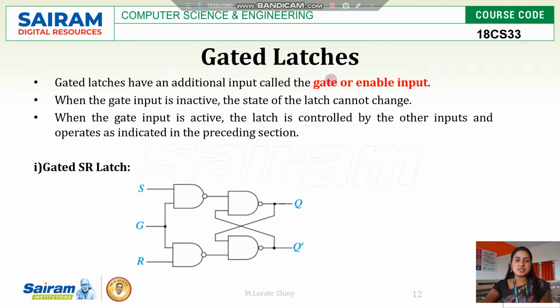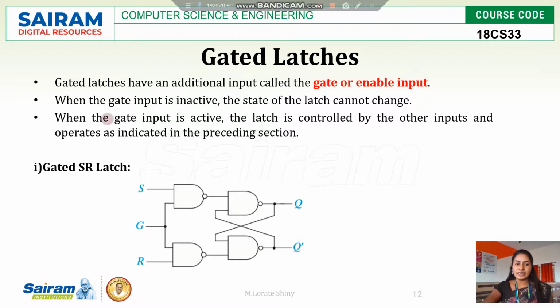Next, gated latches. We have completed the SR latch, and now we are going to see the gated latch. What is the difference between a latch and a gated latch? In a gated latch, there is an additional input called enable or gate. This third input is the enable input or gate input. Whenever the third input is activated, only then will the latch produce the output. Otherwise, it will not produce any new output, and the same previous output will remain. First we will see the gated SR latch.